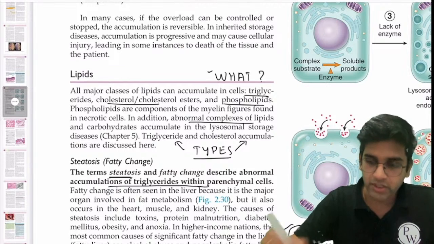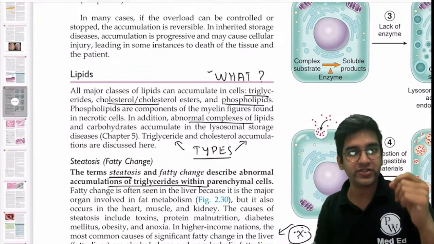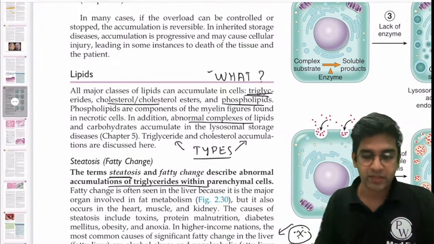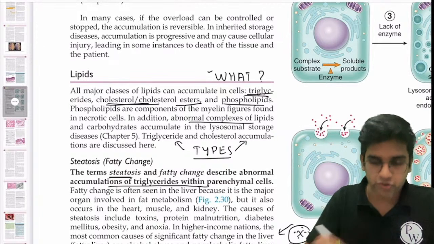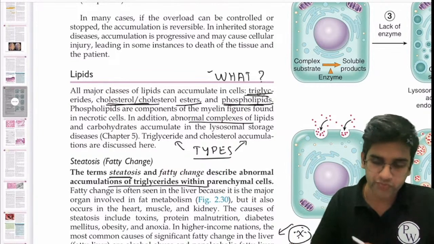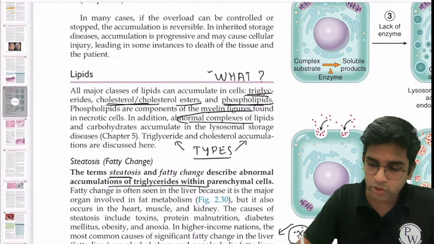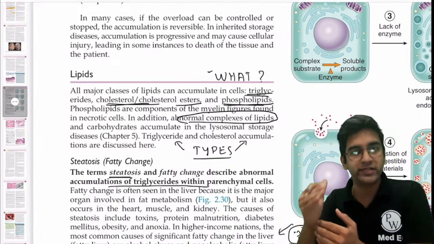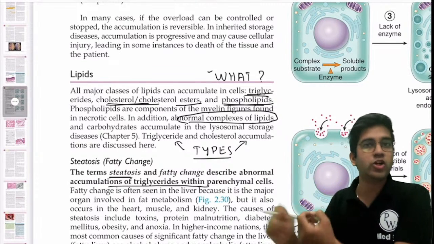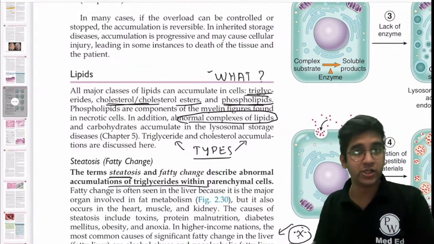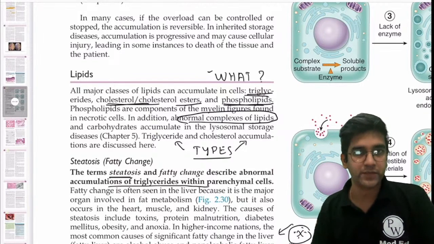So what all accumulates inside a cell? It can be a triglyceride, it can be a cholesterol or a cholesterol ester, it could be a phospholipid, or it could be any abnormal complexes of lipid like glycolipid, sphingolipid. All of them are protein complexes of lipid. Everything can accumulate inside a cell based on the situation.